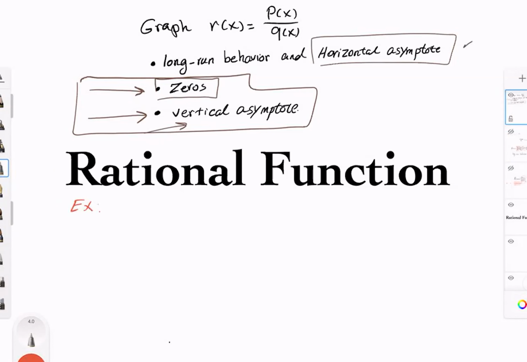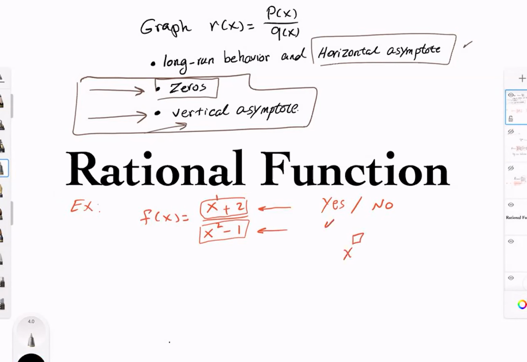Example, f of x equals x plus 2 over x squared minus 1. My question is, is this function a rational function or not? The definition of a rational function is that we should have a polynomial over a polynomial. X plus 2 is a polynomial. X squared minus 1 is a polynomial. And the definition of a polynomial is that the exponents should be integers and not negative. So this is yes.